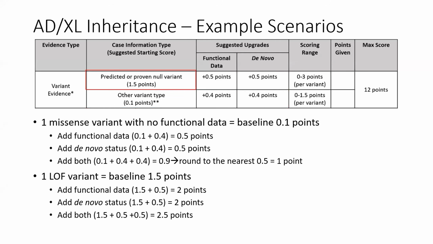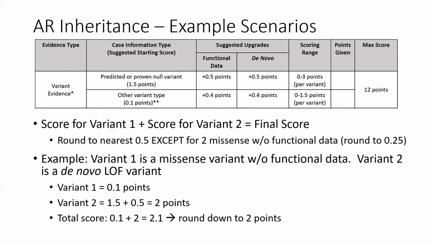For loss of function variants, the baseline score in general is 1.5 points, provided loss of function is the mechanism for disease. If there was functional evidence demonstrating that a presumed loss of function variant was actually resulting in loss of protein product, an upgrade of 0.5 points could be warranted. If the variant was found to be de novo, a 0.5 upgrade would also be warranted. And again, if you had both, you would apply both upgrades and the final score would be 2.5 points.